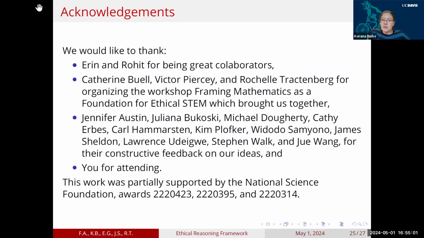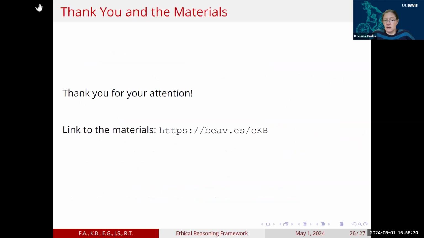And then at this big meeting at MAA last year, this is the list of people. I'm not going to read all the names who were also at that meeting and who formed their own groups and are thinking about different ways also of bringing ethical reasoning into math. And then here's the grant numbers.